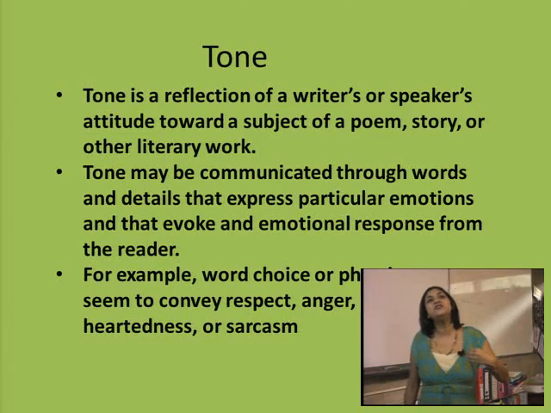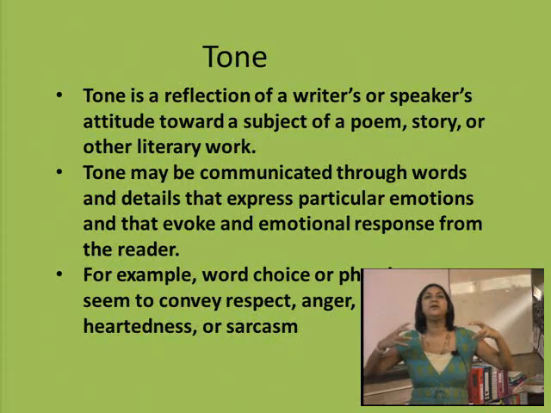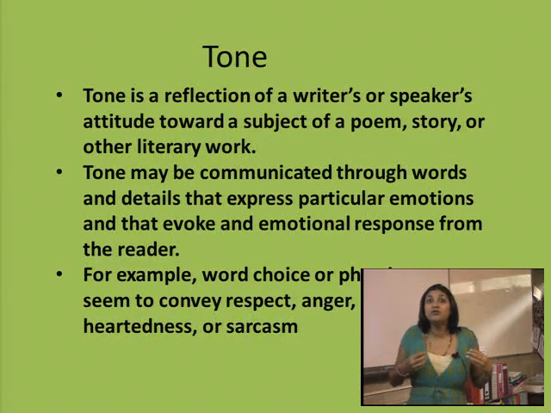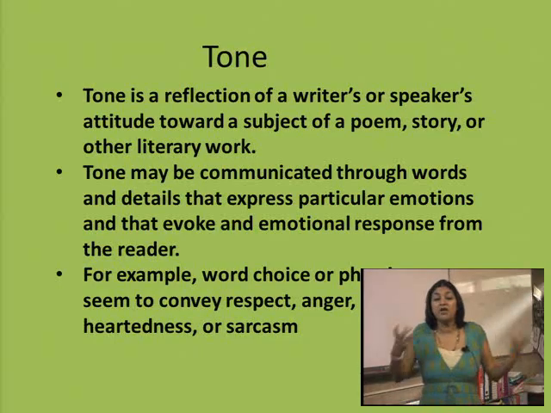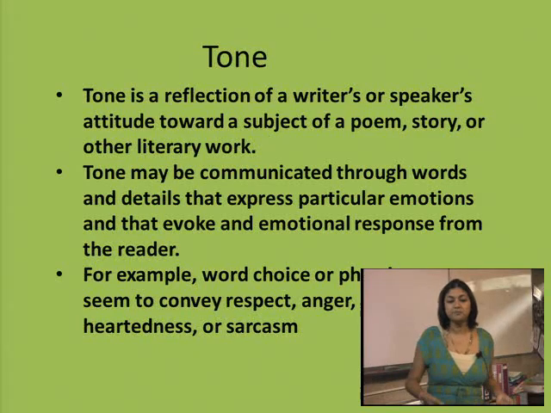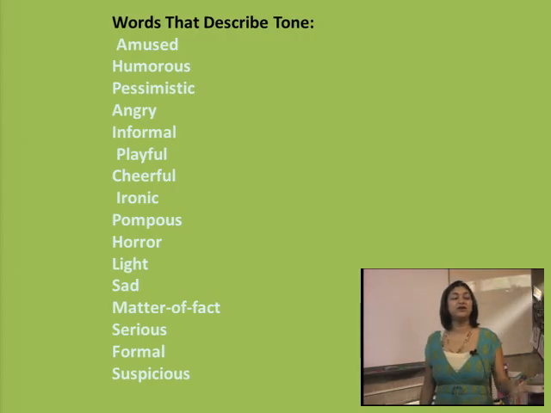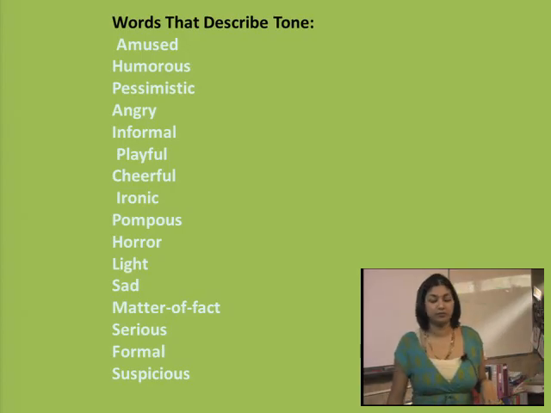And when we are doing literature, we must try to imagine it. If you had to speak it out, how would you speak it out? What type of voice would you use? Not loud or soft, but what type of emotion would you use in the voice? Because that is the tone. The point of the tone is so that whoever is reading can feel the emotion that the writer wants them to feel. Here are some words that describe tone: amused, humorous, pessimistic, angry, informal, playful, cheerful, ironic, and so on and so forth.